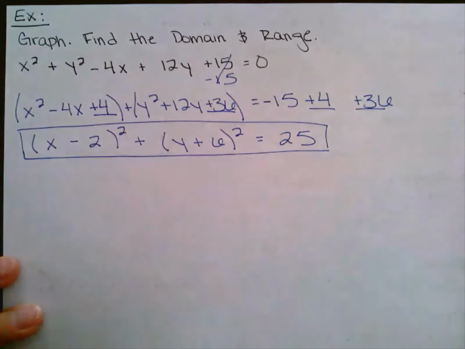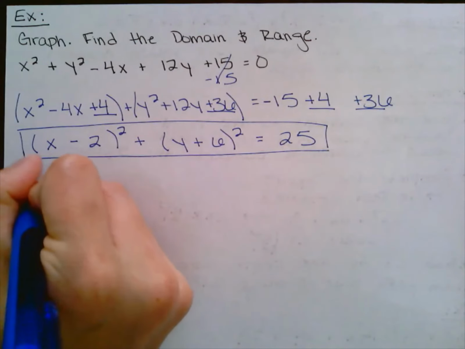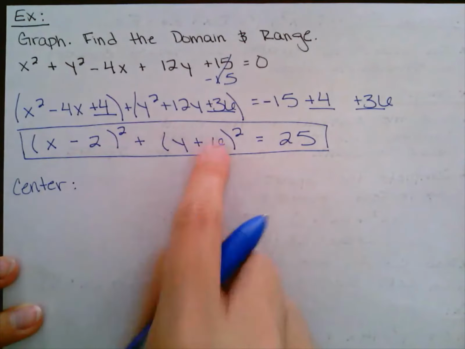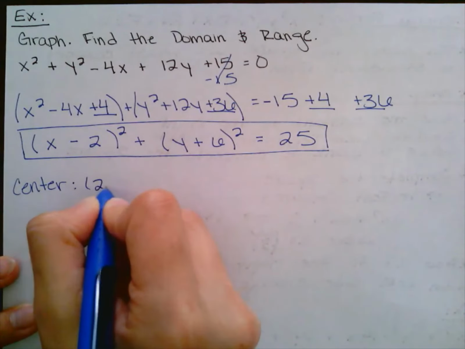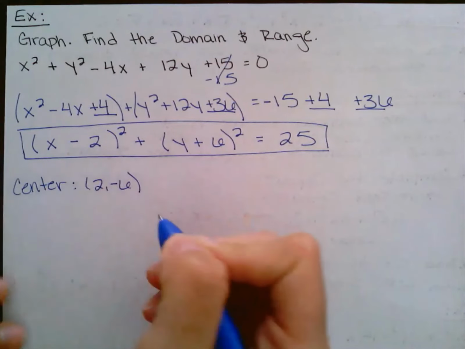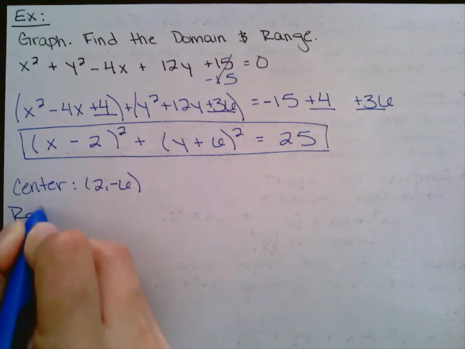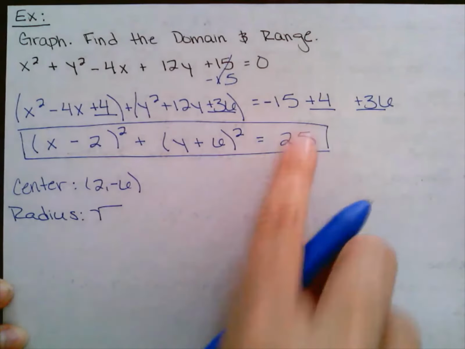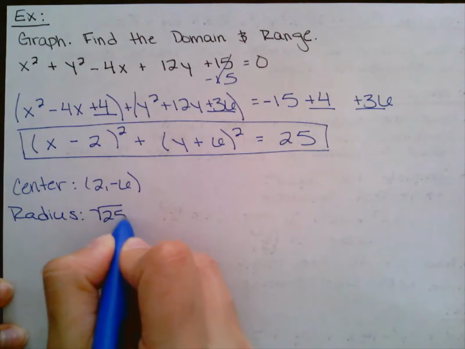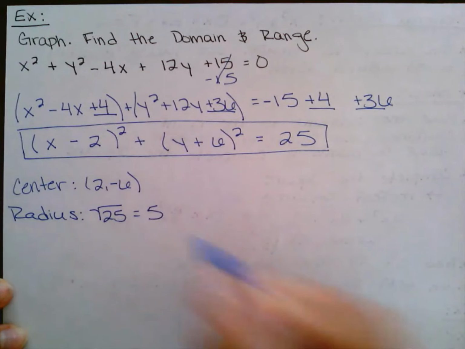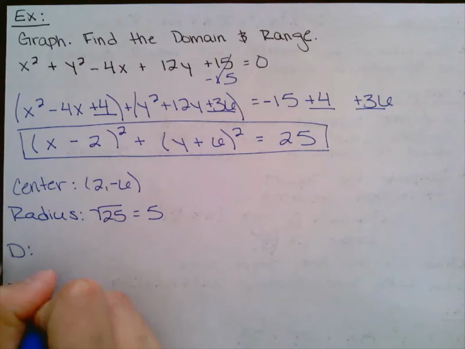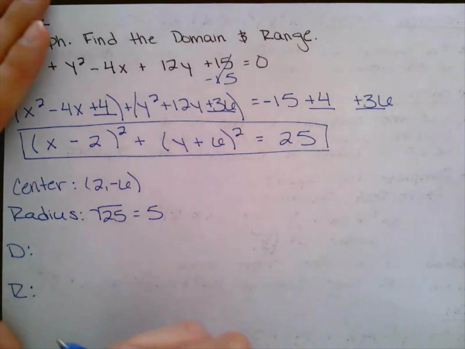So let's go ahead and work on graphing. My center is going to be at 2, -6. My radius is going to be the square root of this number on the right, which is going to be 5. Now, before I do domain and range, I'm going to go ahead and graph it just so it's easier to visualize. You don't have to do it in that order.